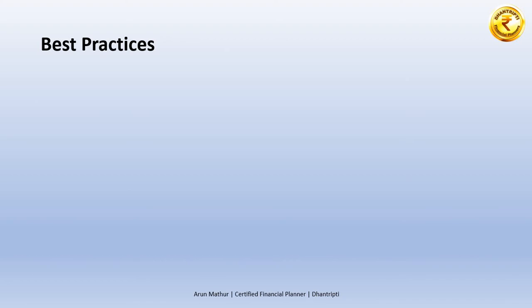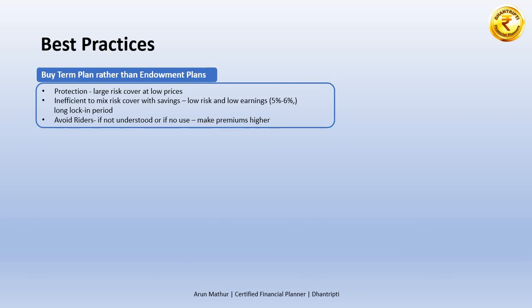Now, what are the various best practices we must follow when we are buying an insurance plan? Now we are very clear what life insurance is, what is a term plan, right? What are the various terms? How do we calculate sum insured? So now, what we must be doing when we are buying a term insurance plan?